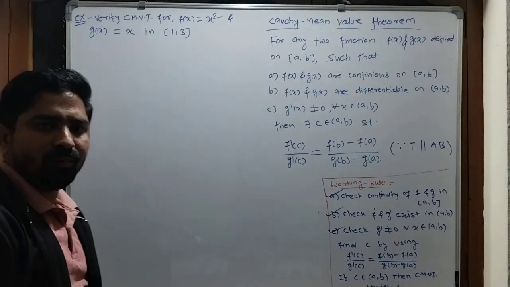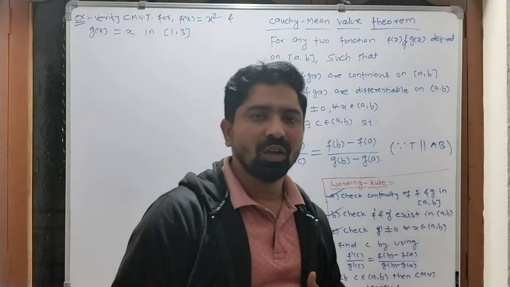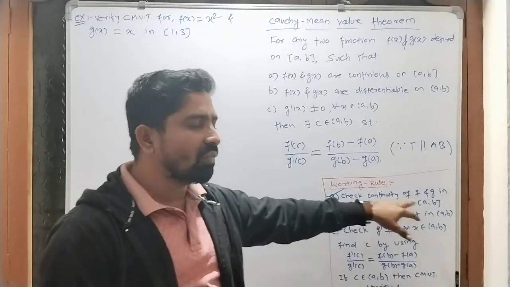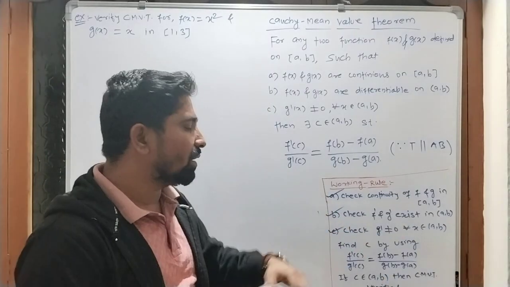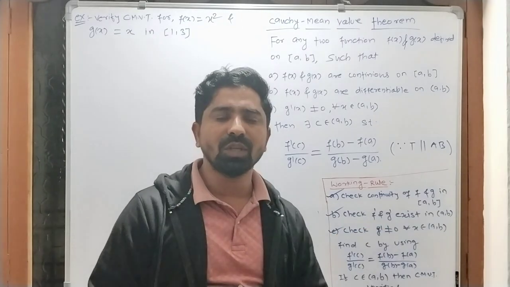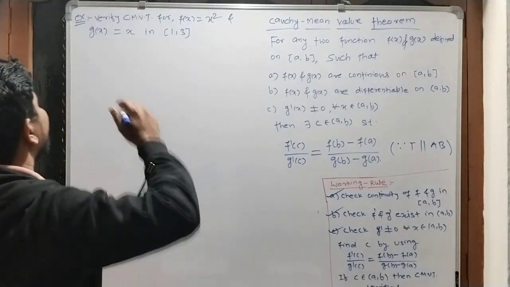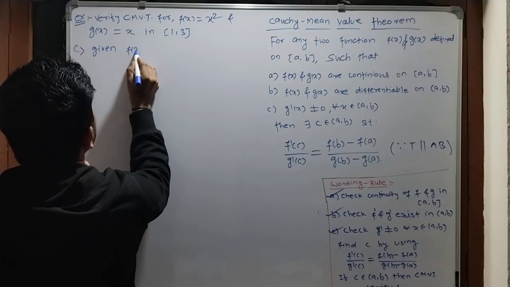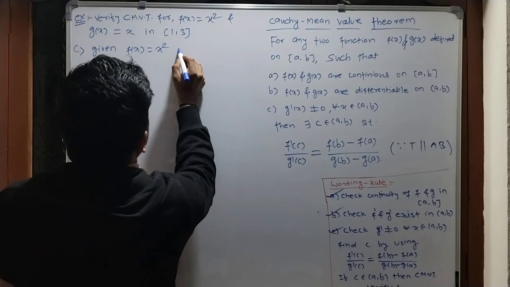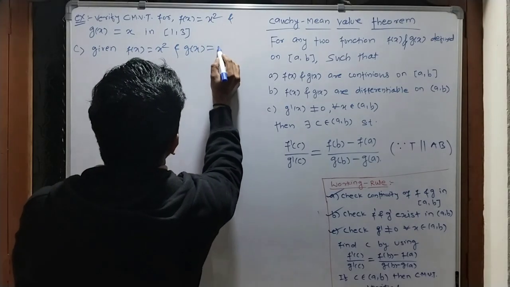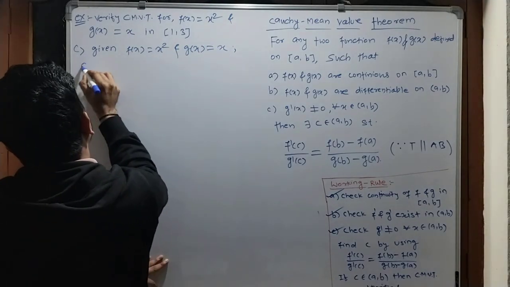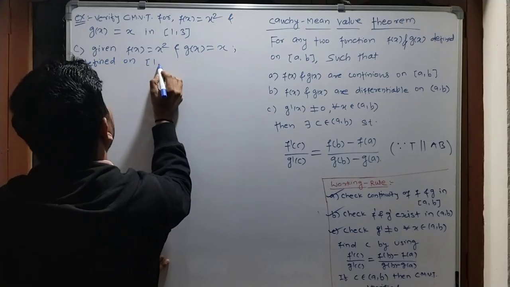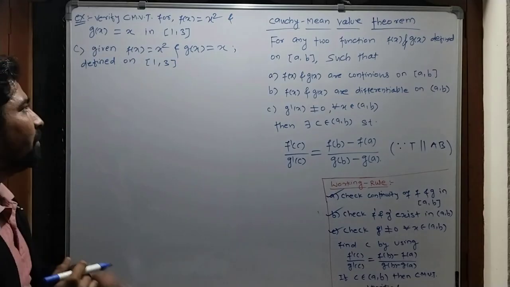So, like Rolle's theorem and the Lagrange's mean value theorem, the working rule for the Cauchy mean value theorem: first we have to check whether the given functions f and g are continuous, and second working rule, check f and g are differentiable in the open interval a b or not. So here the given is f of x equal to x square and g of x equal to x, which is defined on the closed interval 1 to 3, which is given information.